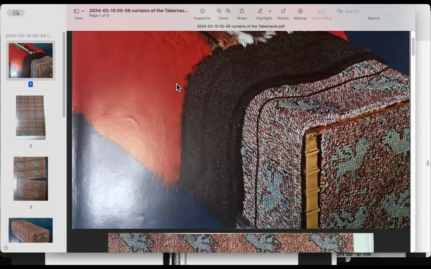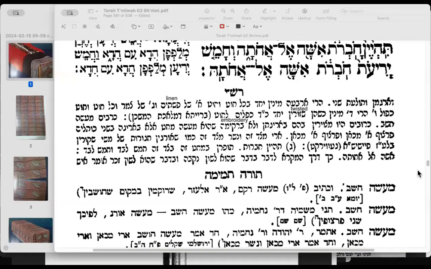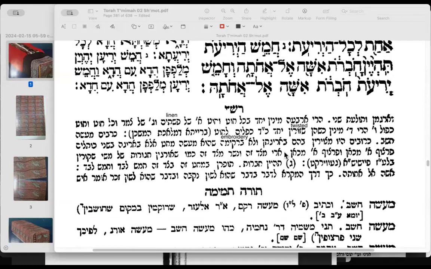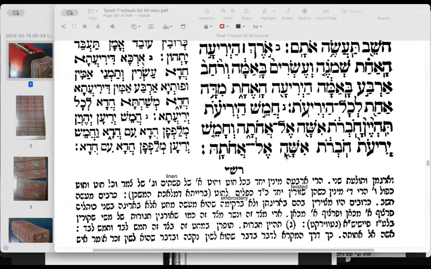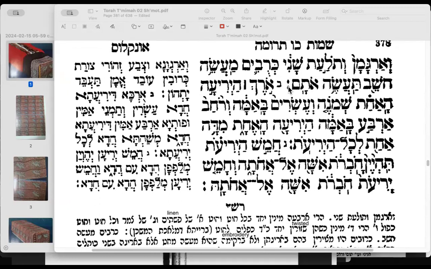Interesting symbolism, inasmuch as the tabernacle and the temple represent the human body, is this like the skin of it? At any rate, all right. So let's keep going here. Okay. Now we get the dimensions.